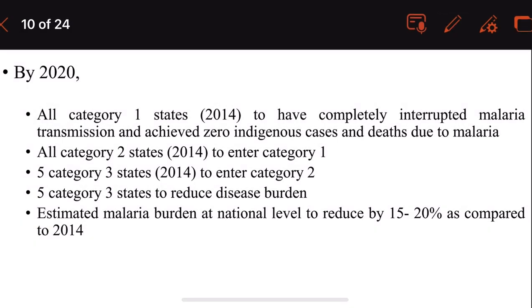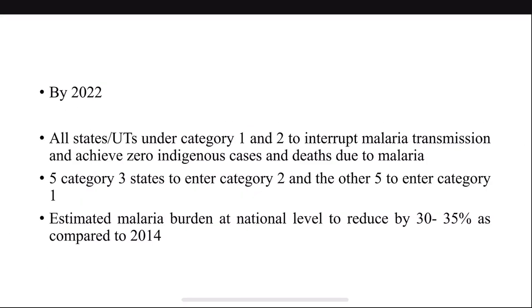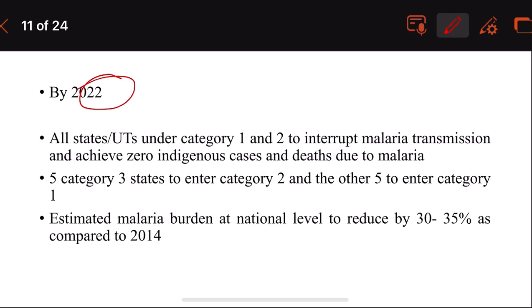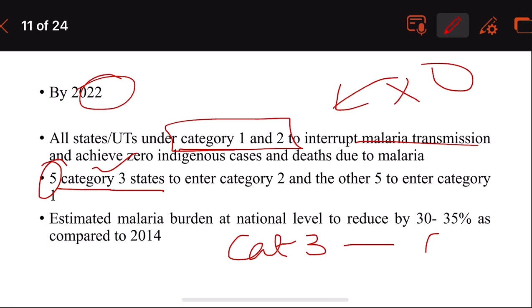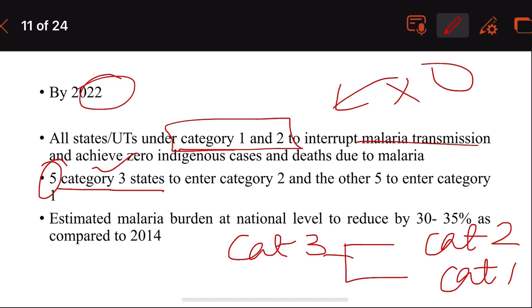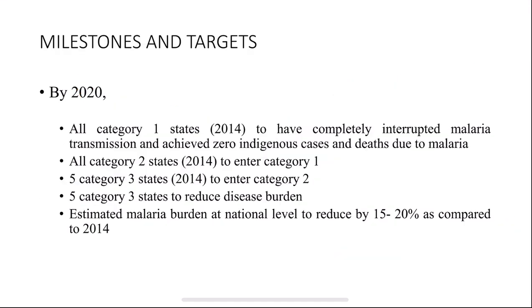Fine. Moving on to the year 2022. The category 1 and 2 should interrupt the malaria transmission and have 0 indigenous cases. And now again the category 3, we are dividing the 5 states, okay? The 5 states of category 3 have to enter into category 2 and the remaining should enter into category 1. Okay, very important. Don't confuse both the things here.